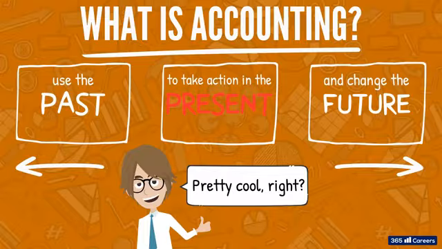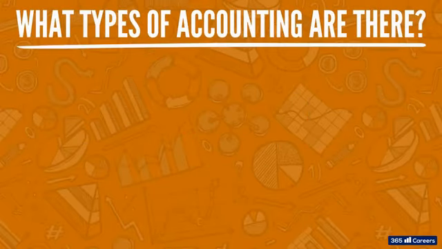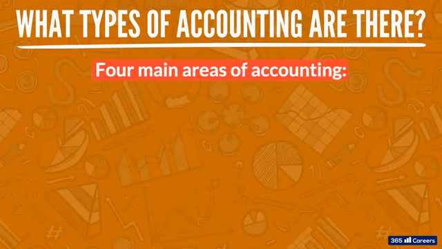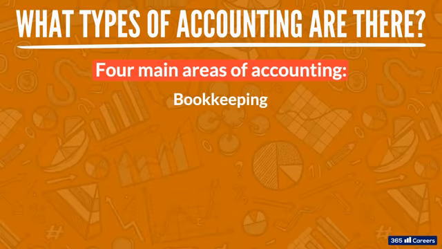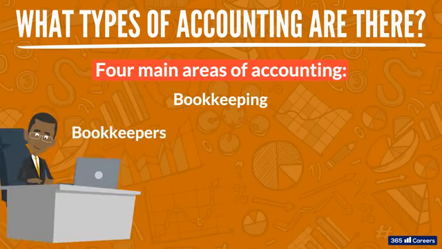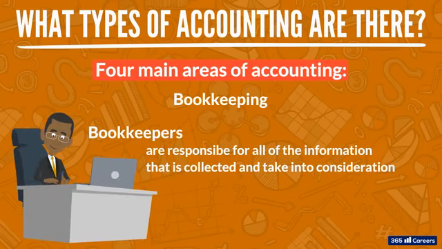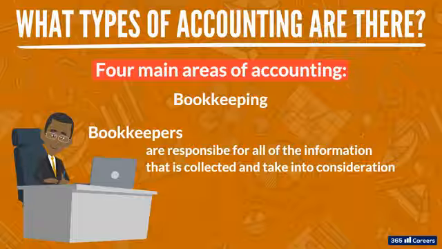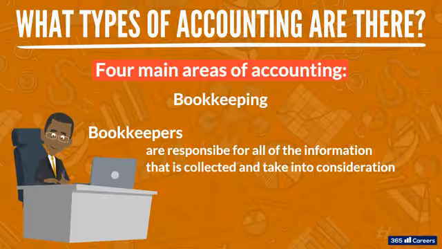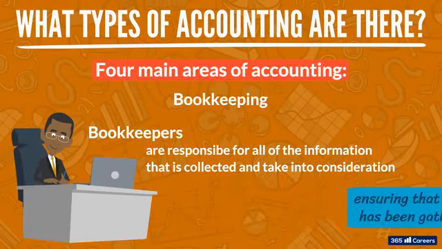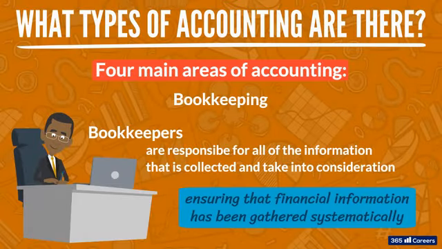However, there is one more question that we need to answer. What types of accounting are there? There are four main areas of accounting. First of all, we have bookkeeping. Without bookkeeping, we wouldn't be able to do anything, because bookkeepers are responsible for all of the information that is collected and taken into consideration. Bookkeeping is a fundamental activity, as it ensures that financial information has been gathered systematically.